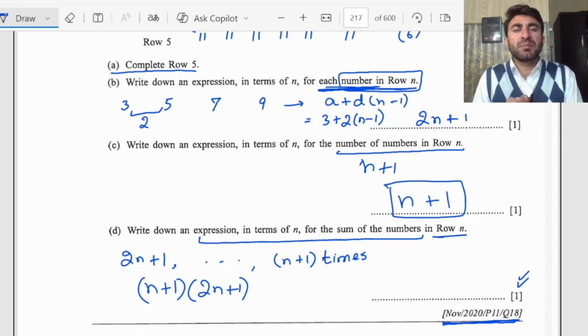They involved patterns, and in the next video we are going to deal with some questions which involve diagrams.